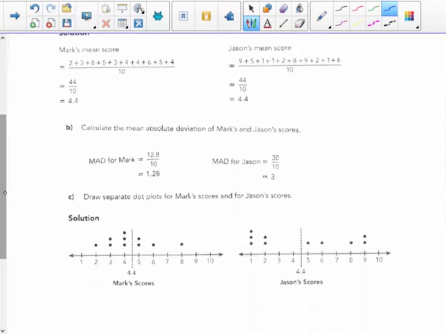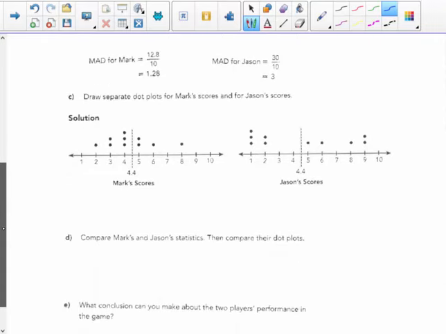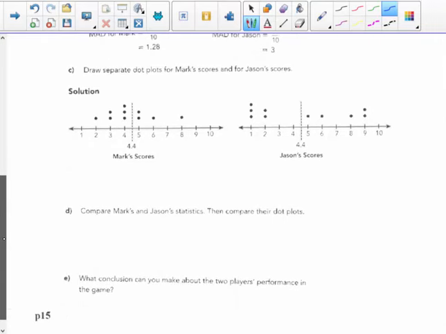So they calculated the mean absolute deviation, which is how far away was each of those values from the average of 4 4/10. And Mark's MAD came out to be 1 28/100, while Jason's came out to be 3. Then on part C, draw a dot plot for each of Mark and Jason, and I already did those for you and put them into the packet. So you can see that Mark, his dots are what are called clustered. They're pretty close together, while Jason's are a little more spread apart.